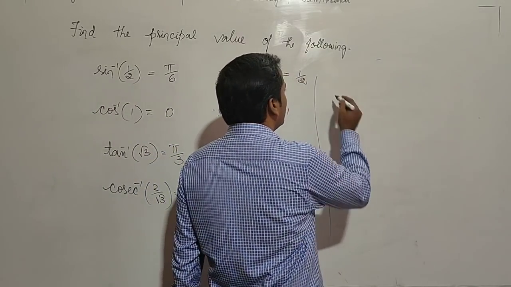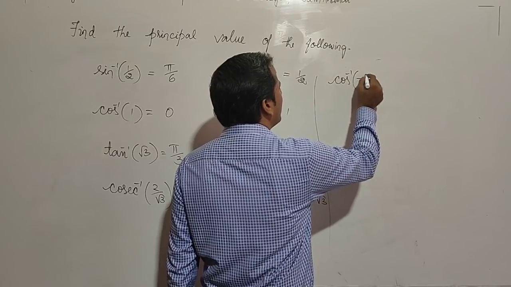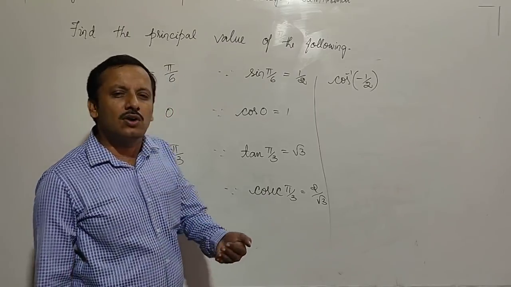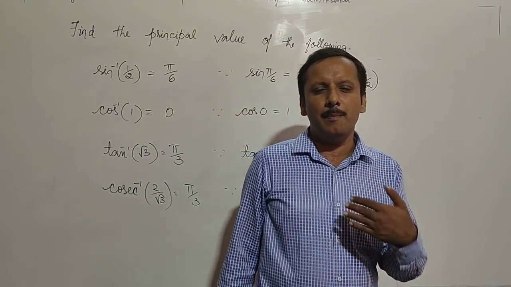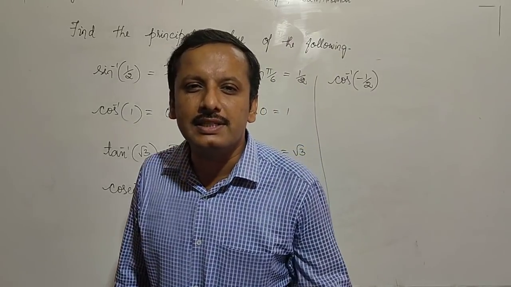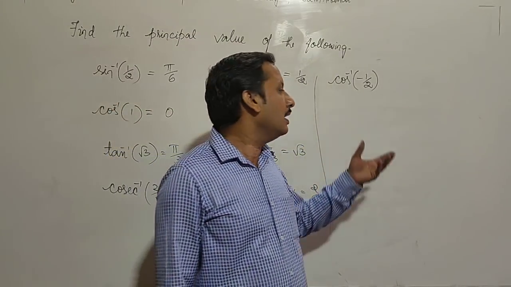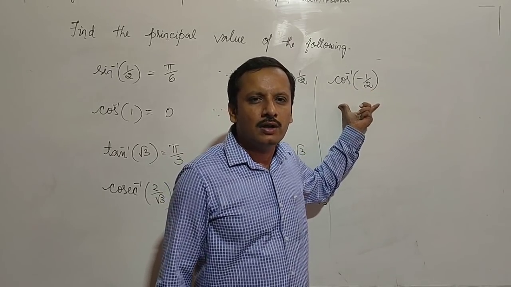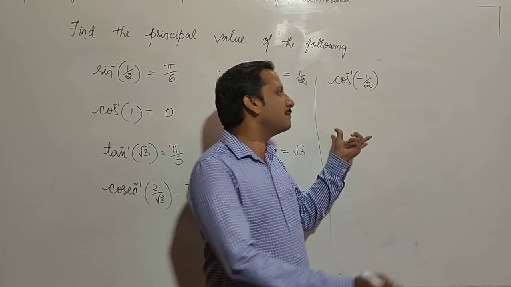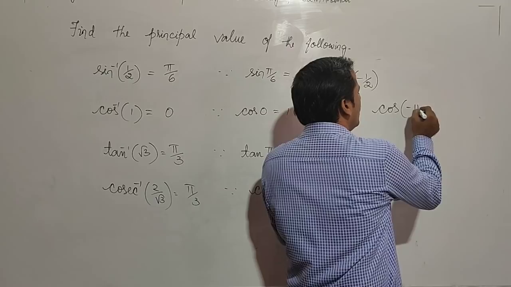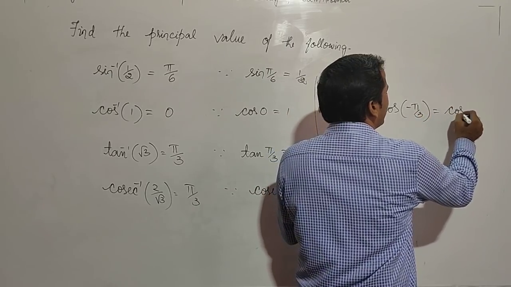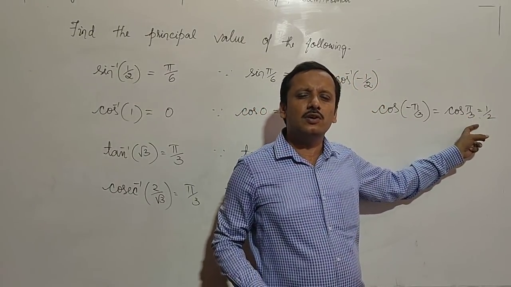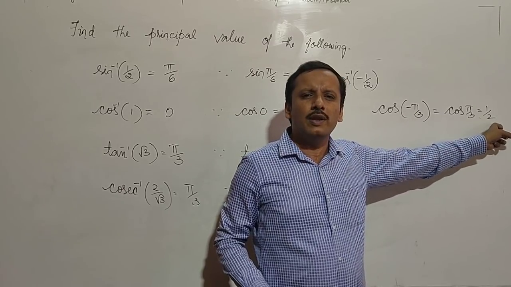Then cos inverse of minus 1 by 2. As we already know, cos inverse of 1 by 2 is equal to pi by 3. Now by thinking that cos inverse 1 by 2 is pi by 3, therefore cos inverse of minus 1 by 2 is equal to minus pi by 3, then you are wrong. Because cos of minus pi by 3 is equal to cos pi by 3, that is equal to 1 by 2 again. Cos of minus theta is equal to cos theta itself.